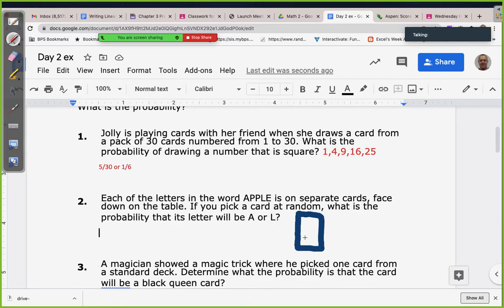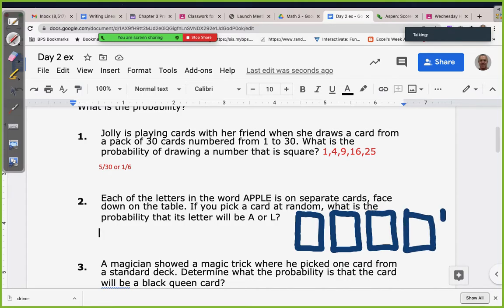All right. There'll be 5 cards? That's right. So there's a card with each letter on it, basically. There's a card with an A on it, a card with a P, a card with a P. So there's 5 letters, 5 cards because there's 5 letters. And if these are all face down, we can't see what letter is on the card.